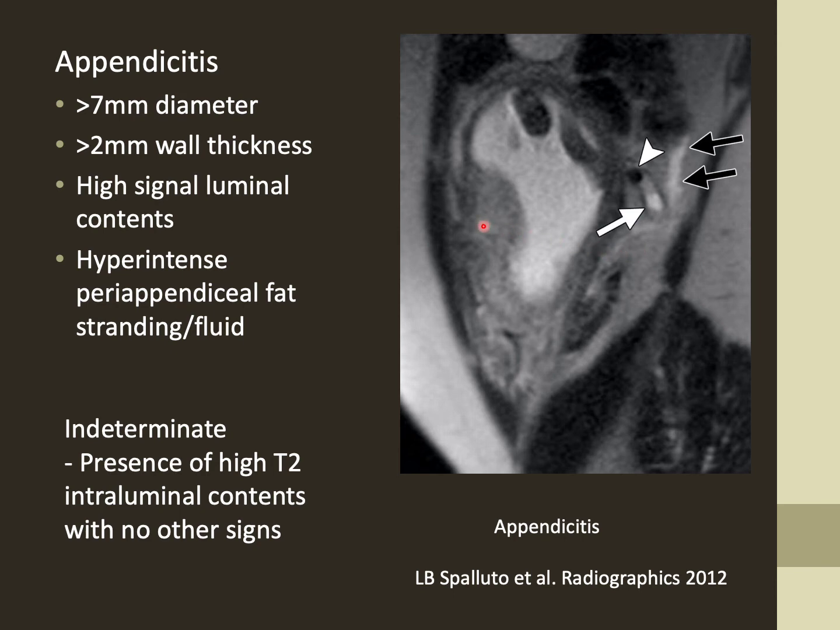Appendicitis is diagnosed on MRI if there is a diameter of the appendix exceeding 7 millimeters, wall thickness exceeding 2 millimeters, high signal in the intraluminal contents, and presence of any periappendiceal fat stranding and fluid. In patients who have a borderline measurement of the appendiceal diameter, say around 6 to 7 millimeters, with presence of high signal intraluminal contents but no other signs, these patients should be considered as indeterminate for appendicitis, and further monitoring is required.